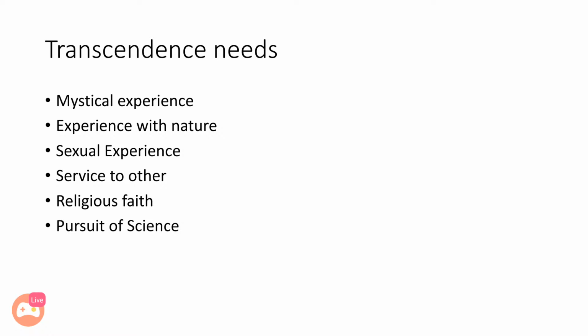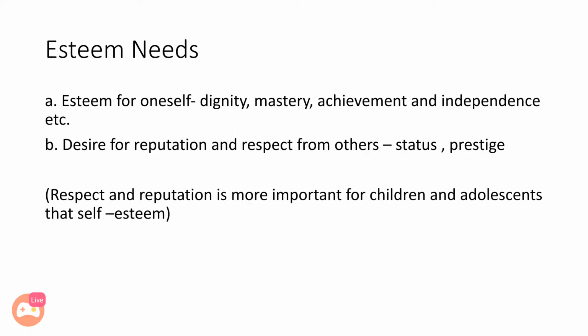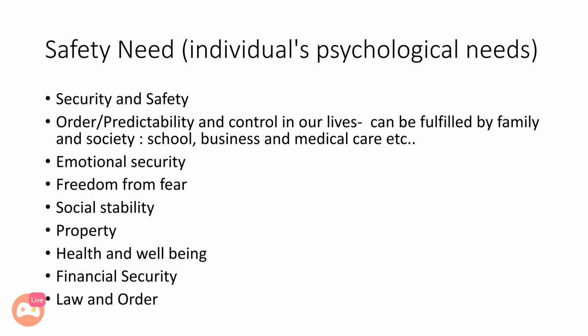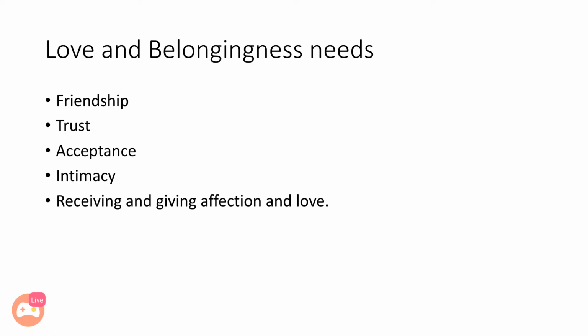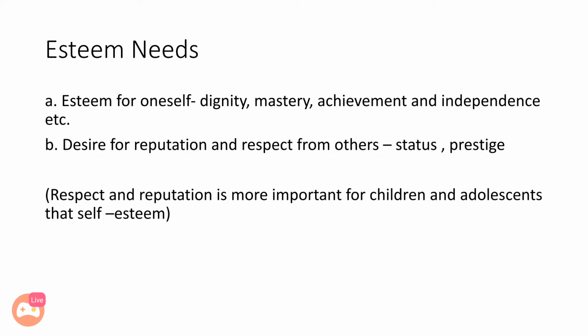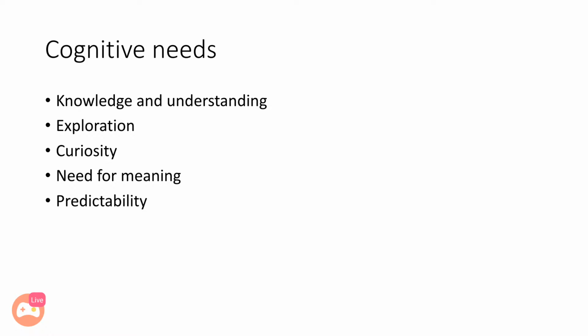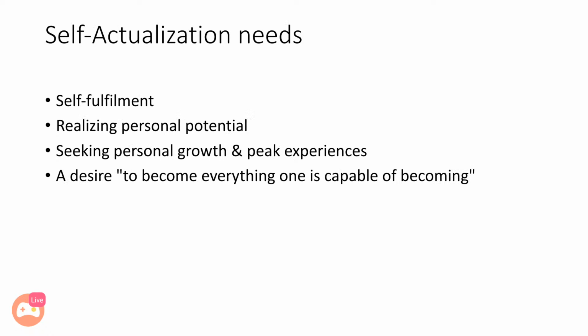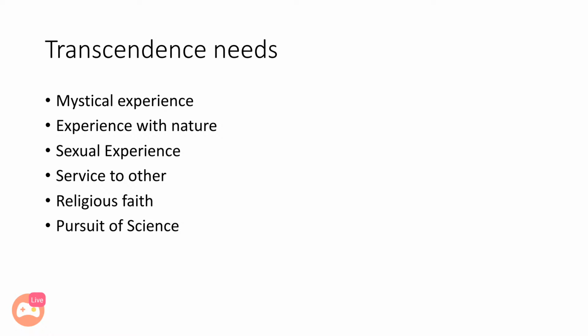Now, as we have understood, let us revise the needs that we have completed. Physiological needs, number 1: food, drink, shelter, warmth. Safety needs: health and well-being, financial security. Love and belongingness: friendship, intimacy. Esteem needs: esteem for oneself, desire for reputation. Cognitive needs: exploration, curiosity, need for meaning. Aesthetic needs: balance, form, appreciation, search for beauty. Self-actualization means self-fulfilling, realizing personal potential, and so on. Transcendental means mystical experience, religious faith, pursuits of science.